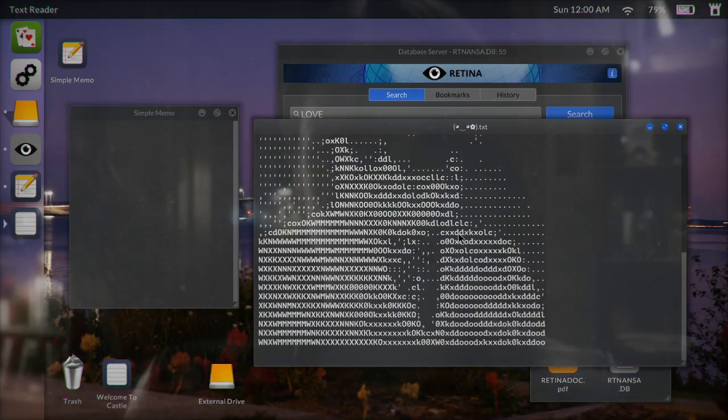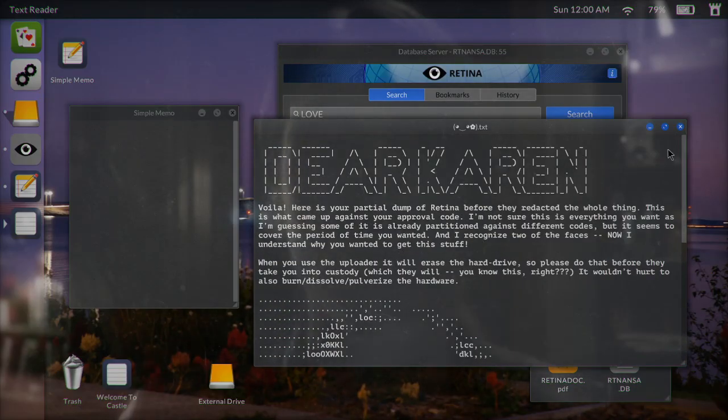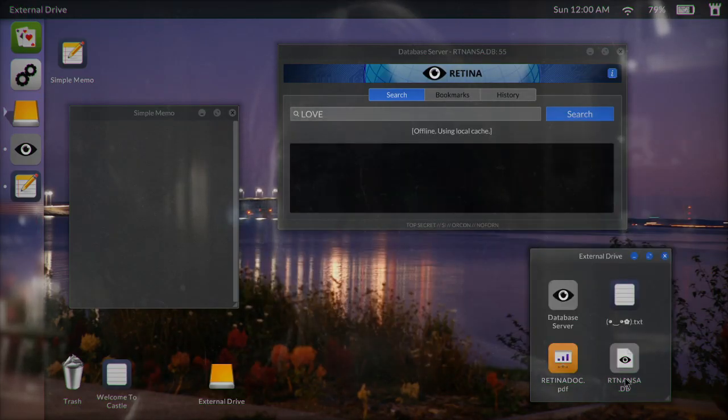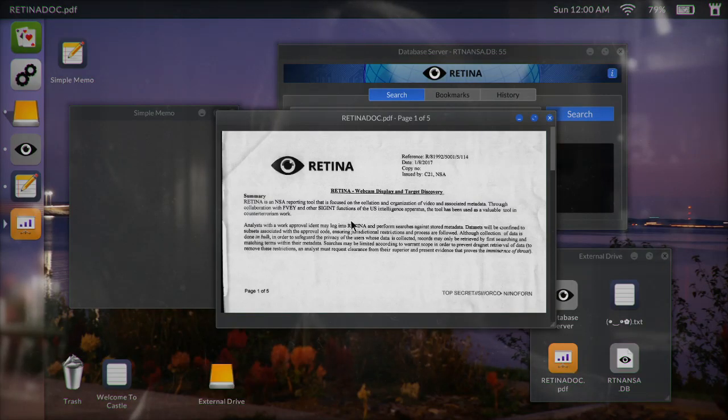Oh, this is Mr. Robot stuff here. Retina Doc PDF. What is this?